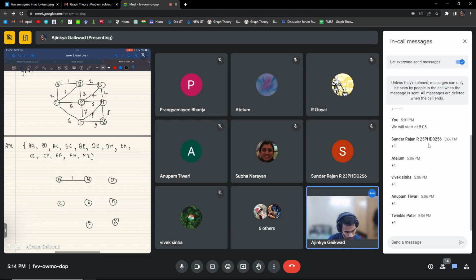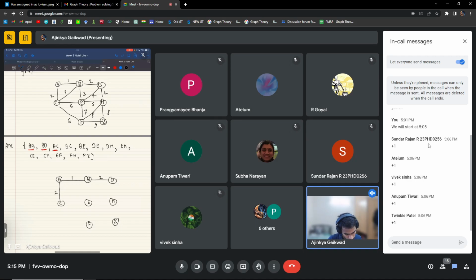Then the next edge here, okay, so let me say this AB is done. Now the next edge is BD, so I can add that because it is not forming any cycle, so I'll add BD. So BD is also done. Now the next edge is AC. Again, it is not forming any cycle, so I can add AC with weight 2. So AC is also done.